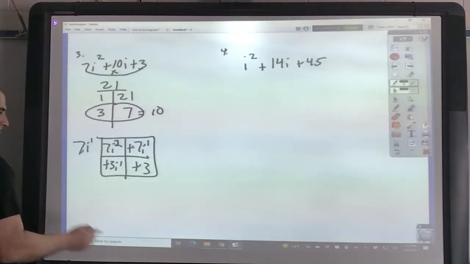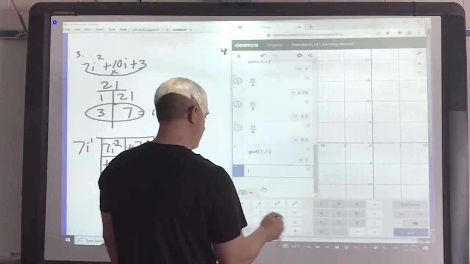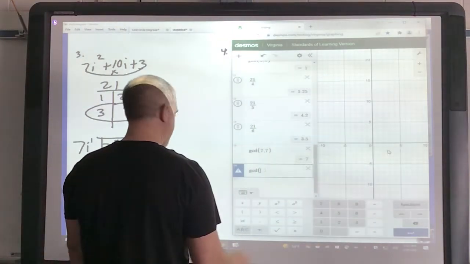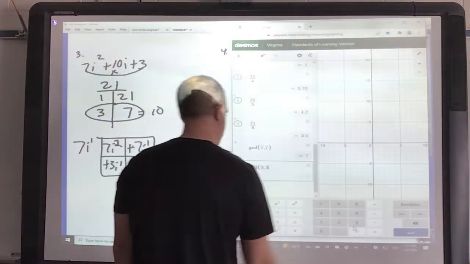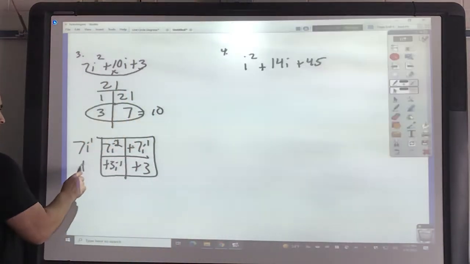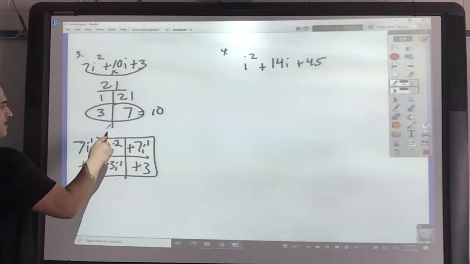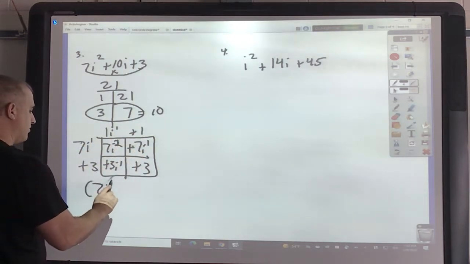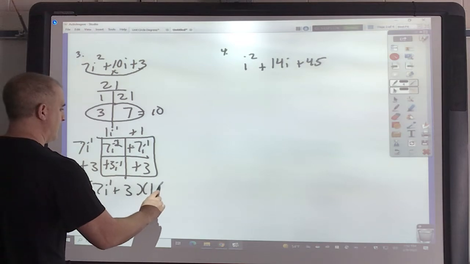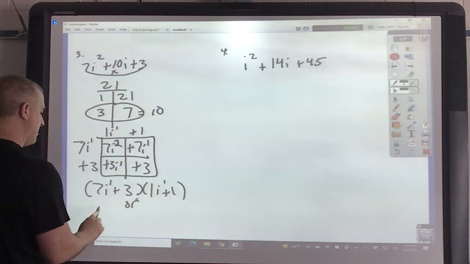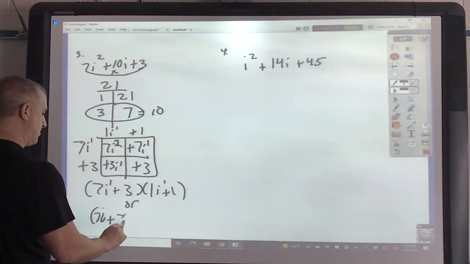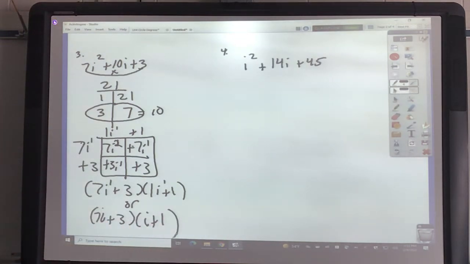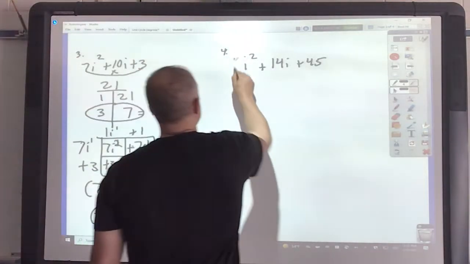So that'd be 7, all right, and GCD of 3 and 3, which is 3. Okay, so 7 times what would give me that? That'd be 1i to the first. 7 times 1 would give me that. So those are my factors. Once again, you'll see it like that. You could see it just as 7i plus 3 and i plus 1. Either way, all those are going to be right.